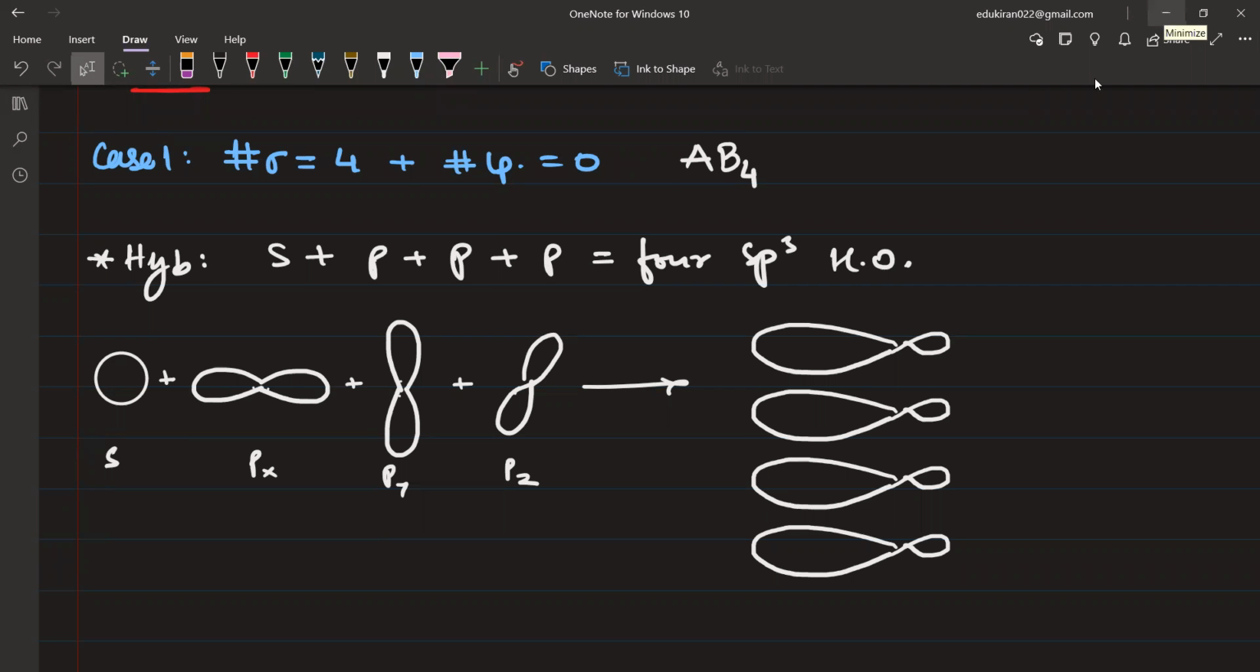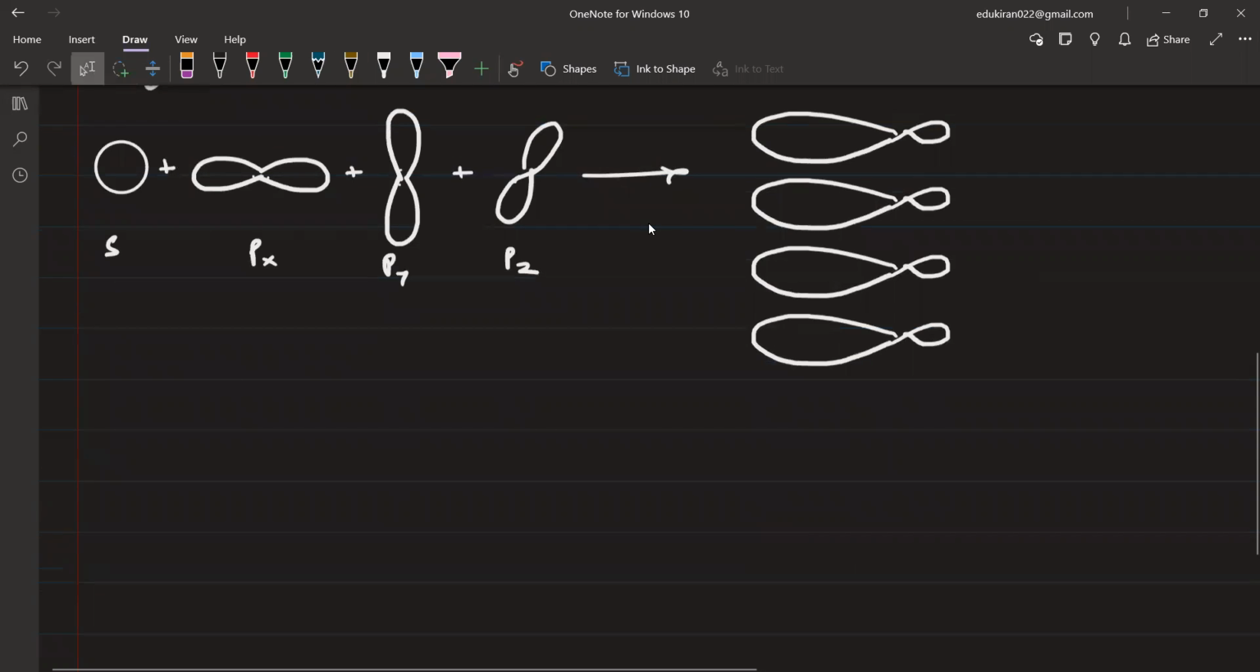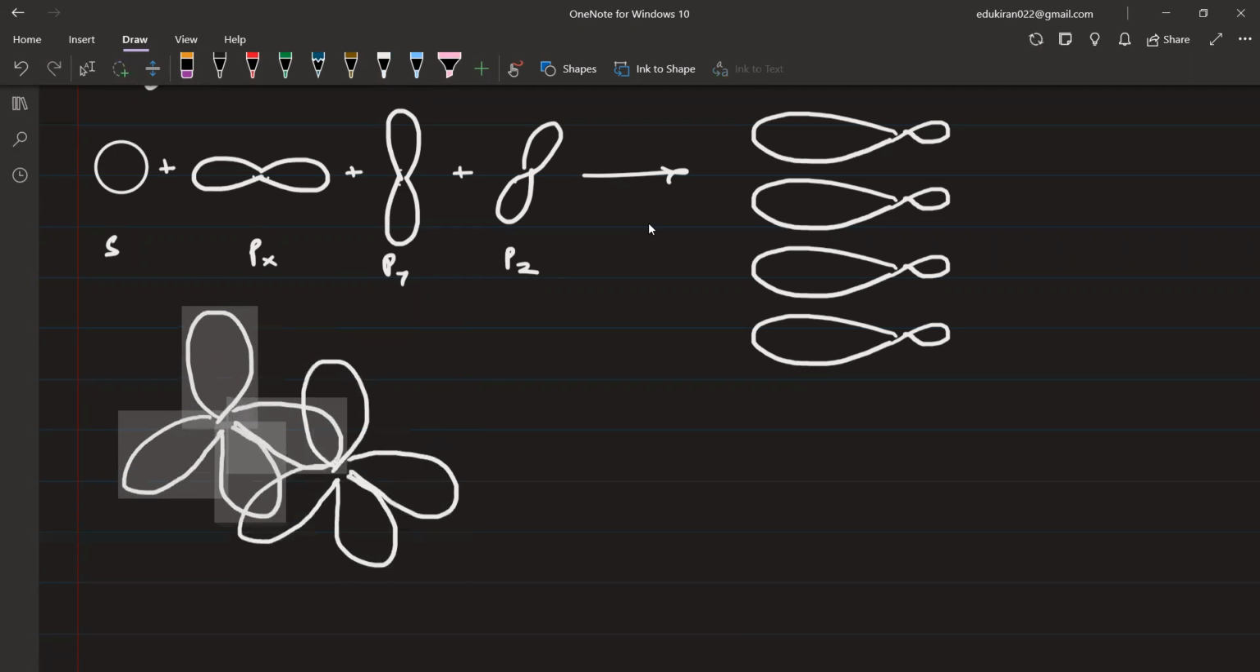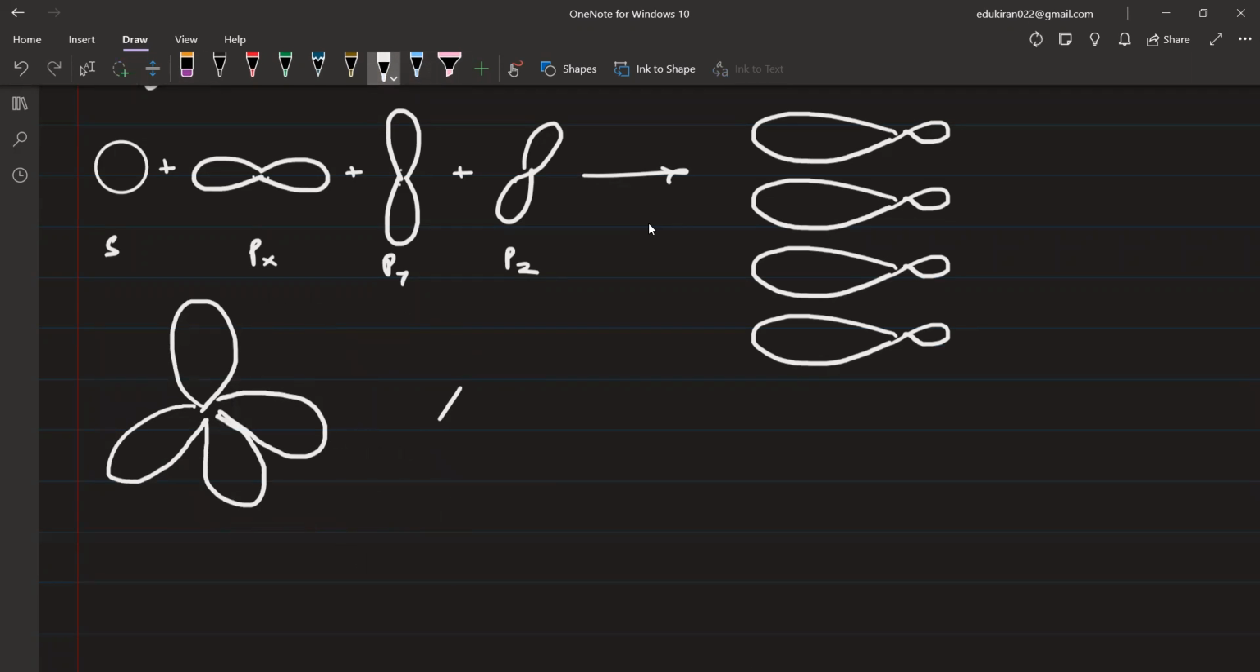Okay, so how are these going to orient themselves in the space? They are going to orient themselves in such a manner. If you have seen balloons, then 3 balloons will be like this, and one balloon will be above like this. This kind of structure will be there. This structure is known as tetrahedral. So if I have A here, the B will be like this.